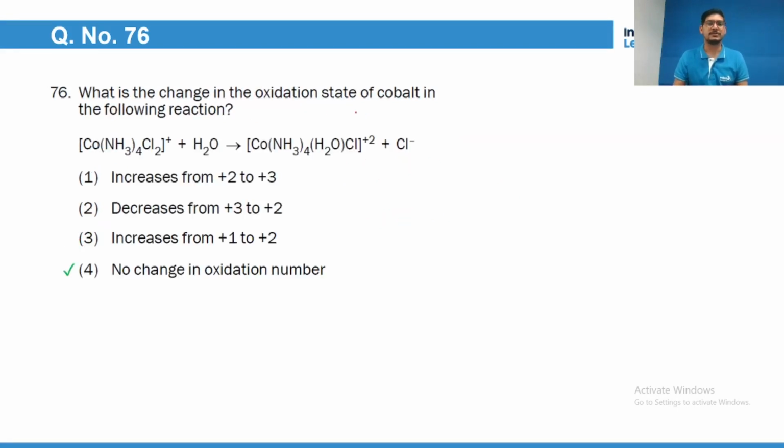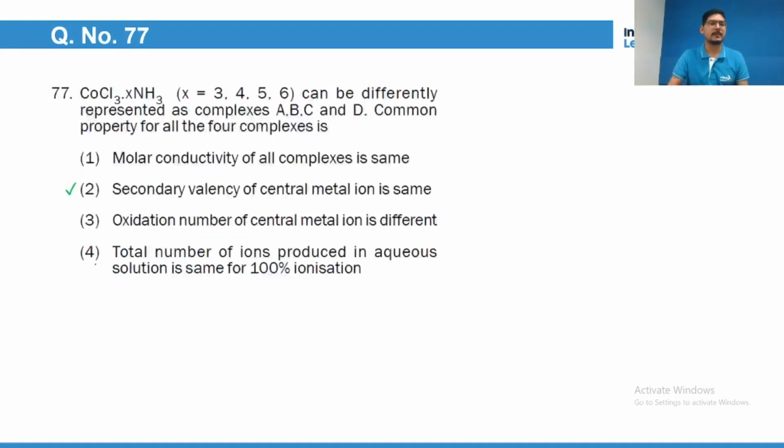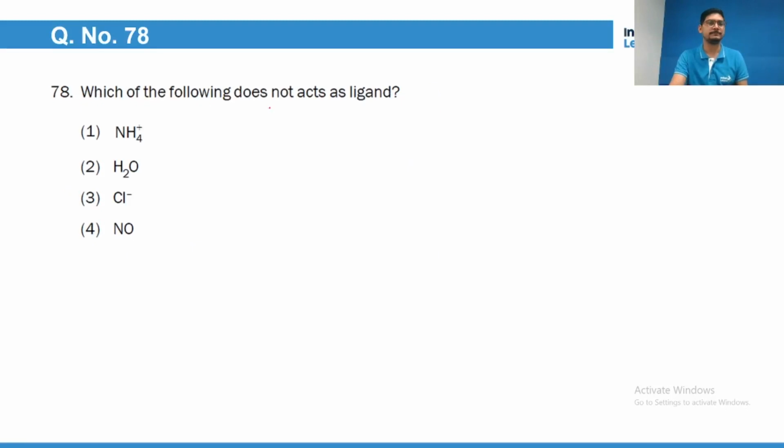What is the change in the oxidation state of cobalt in the following reaction? It's a simple ligand replacement. There is no change in the oxidation number. The secondary valency of the central metal ion remains the same. That is, it remains octahedral. The secondary valency, that is coordination number 6. The remaining is shown as primary valency.